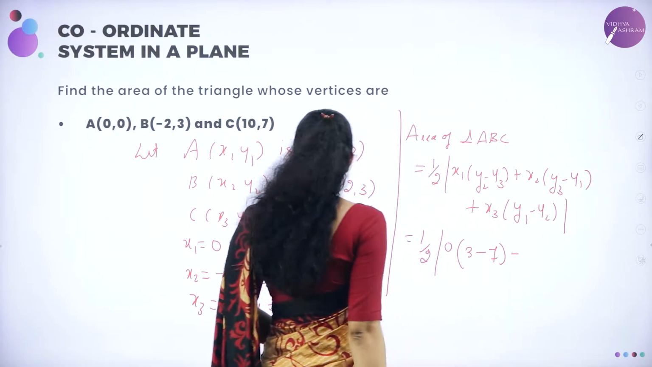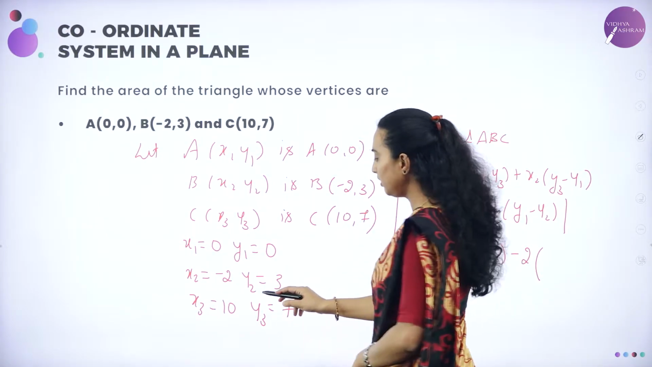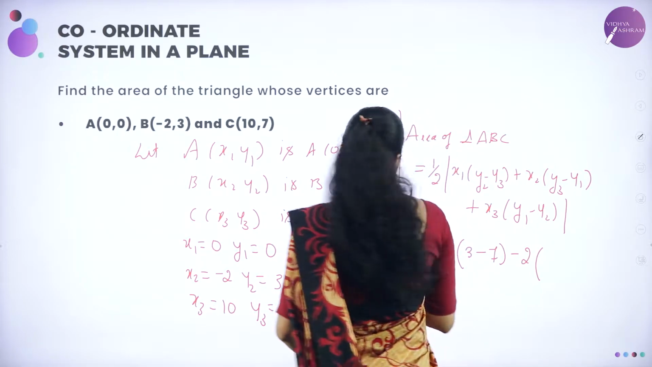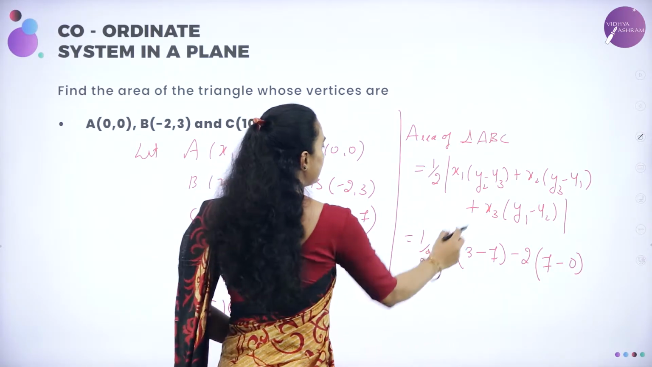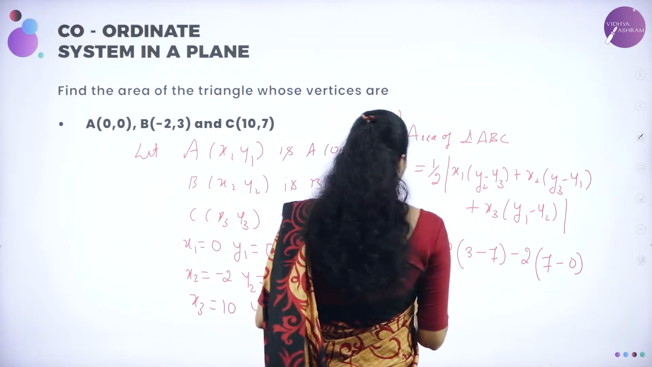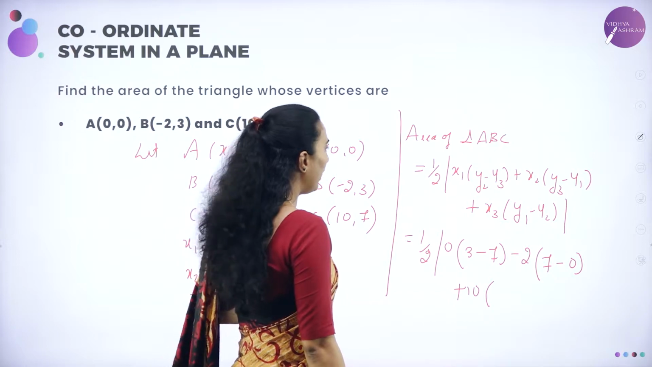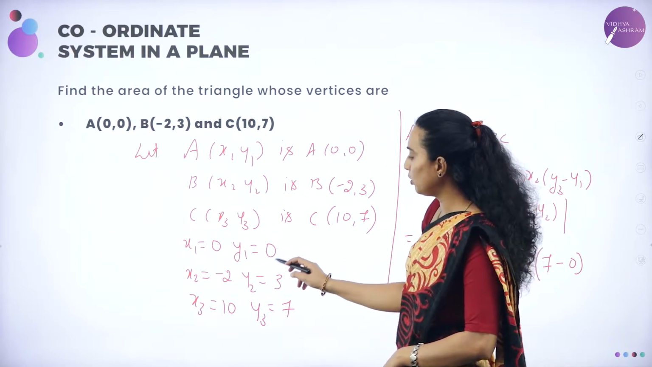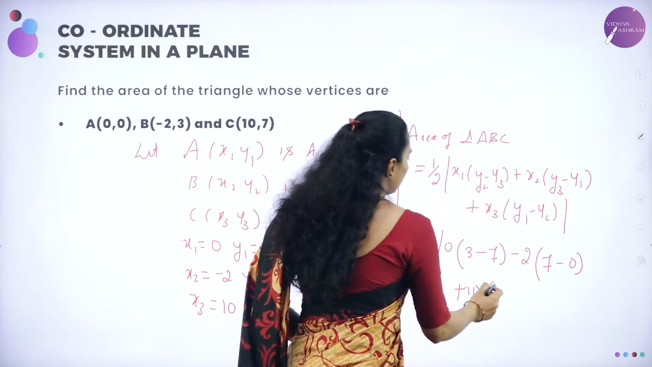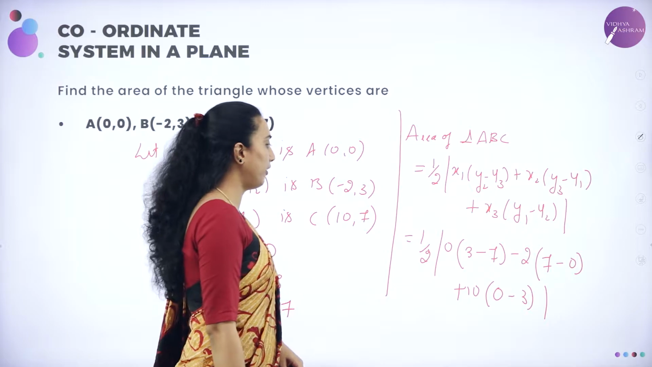Plus into minus is minus. So, -2 into y3 minus y1. What is y3? y3 is nothing but 7, minus y1 is 0, so 7 minus 0. Again, you are going to have plus x3. The x3 value is nothing but 10, plus 10 into y1 minus y2. What is y1? y1 is nothing but 0 and y2 is nothing but 3. So y1 minus y2. Let me calculate by simplifying this mode.